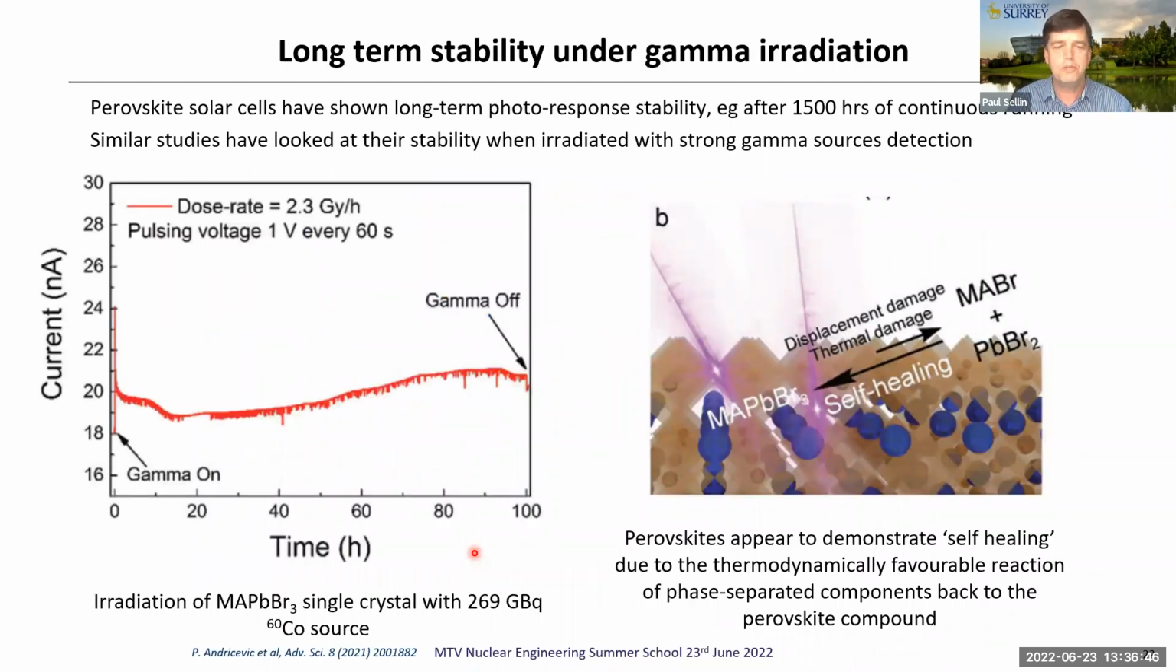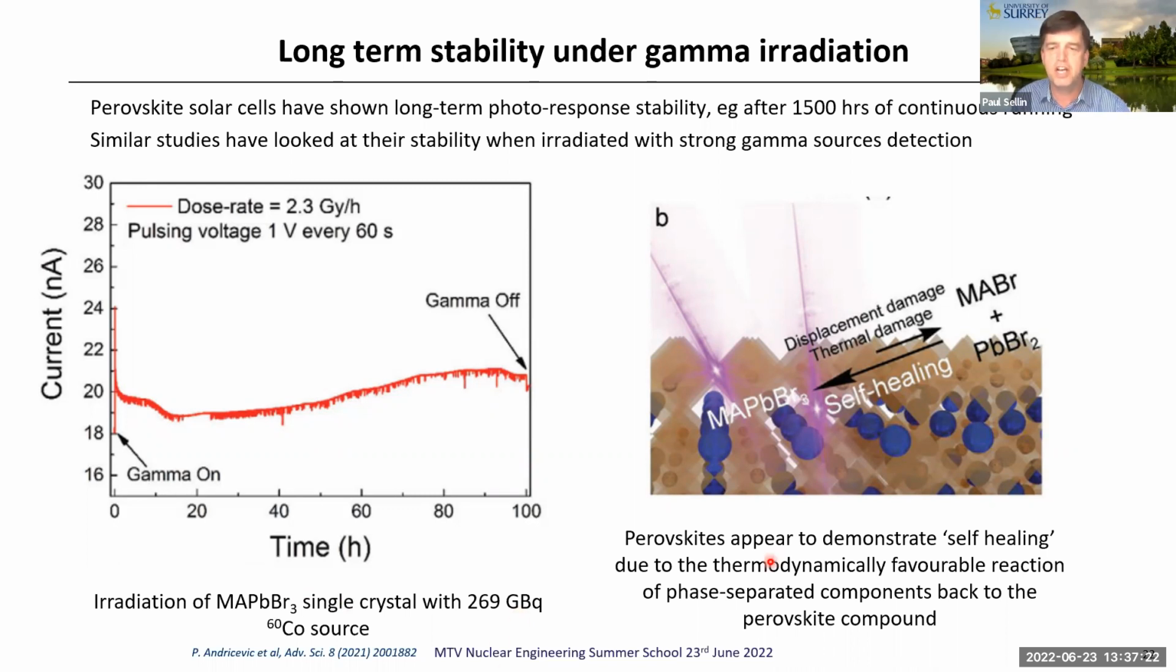And just on the topic of gamma spectroscopy, we need to think about the stability of these materials. Various tests have been reported over the years. This is a paper that showed the photocurrent stability of an MA lead bromide single crystal irradiated with 200 gigabecquerels. So this is a huge activity, a huge dose that's been put on this material over 100 hours without any really disastrous effects.